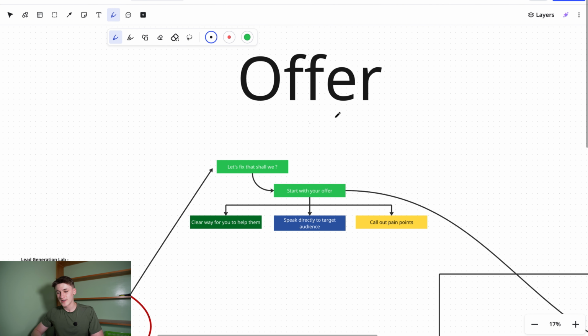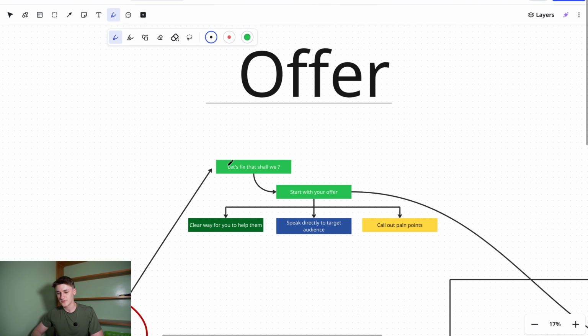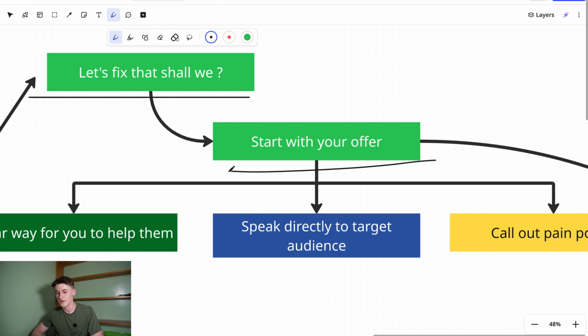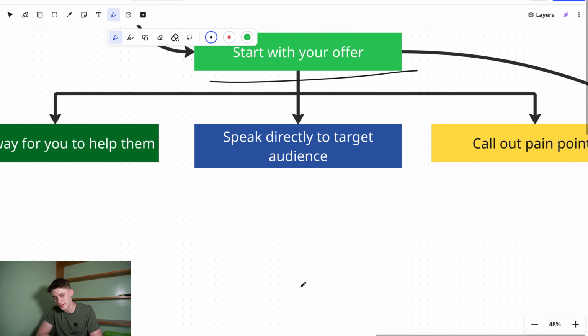So the first stage of all this is the offer. We're going to fix all of these issues, and specifically the offer issues, in the offer section. So we need to start with your offer. Now, your offer should consist of three main things. The first one is that it should speak directly to your target audience.